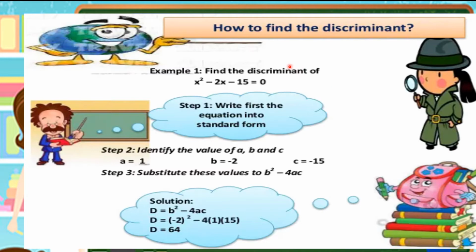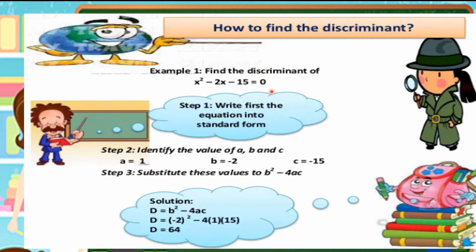So, how to find the discriminant? I have here an example to find the discriminant. But first, we are going to follow the steps in solving for the discriminant. The first step is to write the equation in standard form, which is ax squared plus bx plus c equals 0. According to our example number 1, we have x squared minus 2x minus 15 equals 0. This is already in standard form, kaya hindi na natin siya babaguhin.